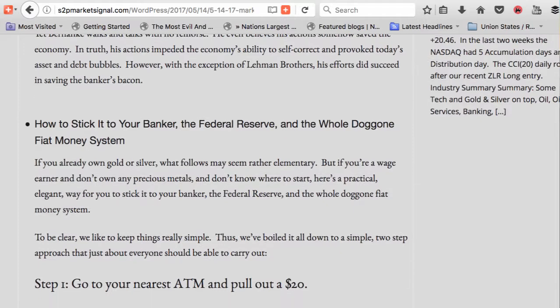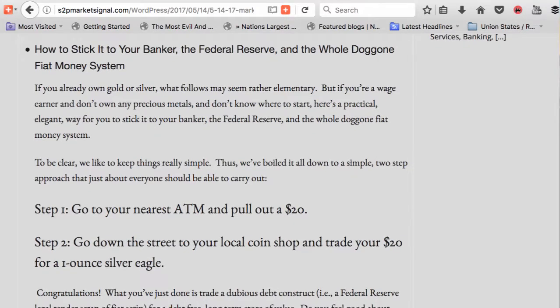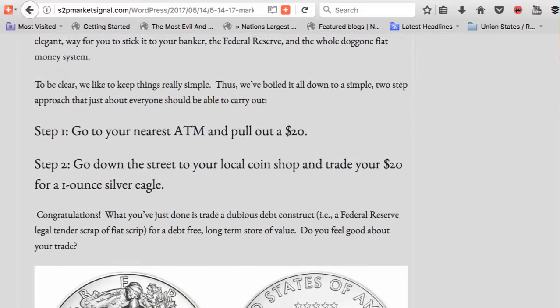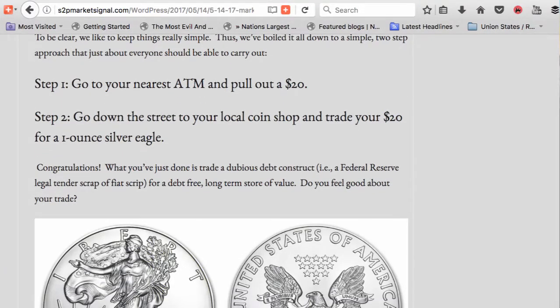How to stick it to your banker, the Federal Reserve, and the whole doggone fiat money system. If you already own gold or silver, what follows may seem rather elementary. But if you're a wage earner and don't own any precious metals and don't know where to start, here's a practical, elegant way for you to stick it to your banker, the Federal Reserve, and the whole doggone fiat money system. To be clear, we like to keep things really simple.